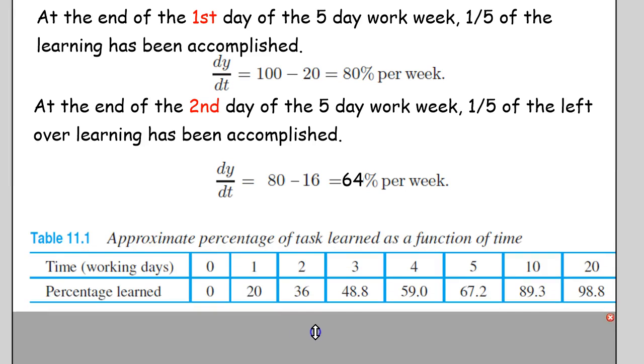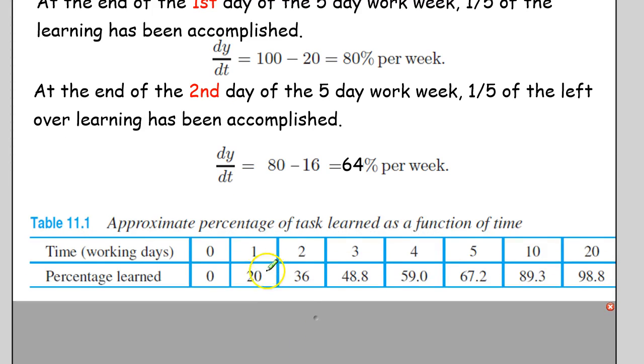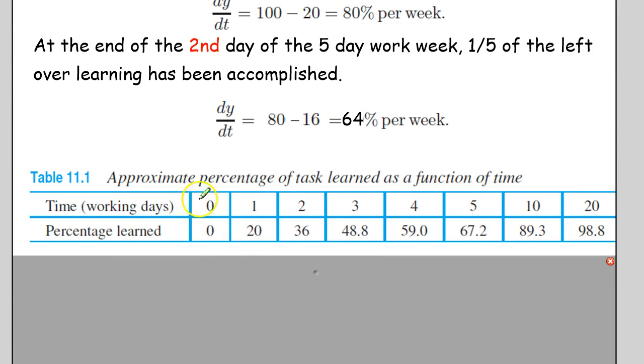Continuing along this train of thought, if I make a chart that represents working days against percentage learned, which is the difference between 100 and each of these numbers, we end up with this table of values to represent the relationship between the day and the percentage learned, i.e. y.